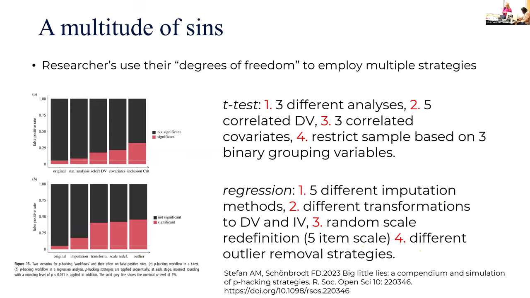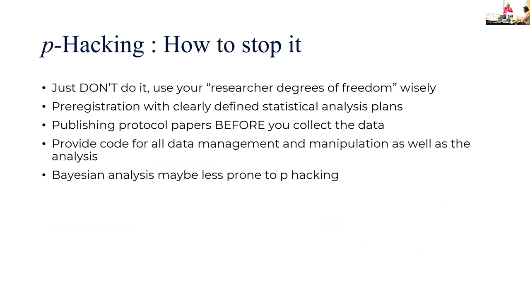And similarly with regression, they used five different imputation methods. They used different transformations to the dependent and the independent variable. They manipulated the scale they were using by item deletion, and they also used different outlier removal strategies, and then they ended up getting significant results.